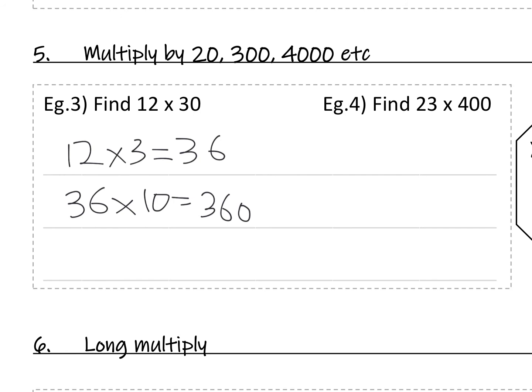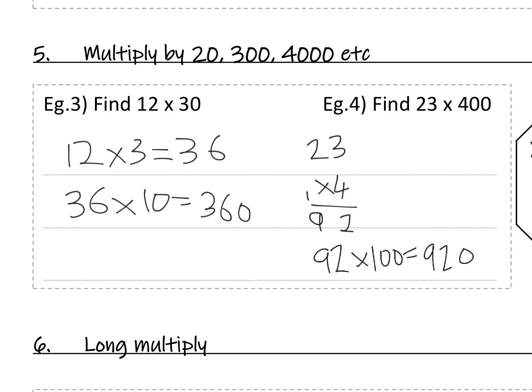Example 4. Find 23 multiplied by 400. To do this, we multiply 23 by 4 first, and then multiply by 100. So 23 times 4. 4 3s are 12. Put 1 over. And then 4 2s are 8, plus the 1 is 9. So 23 times 4 is 92. And then we've got the 92, and we multiply that by 100, which gives 9,200.